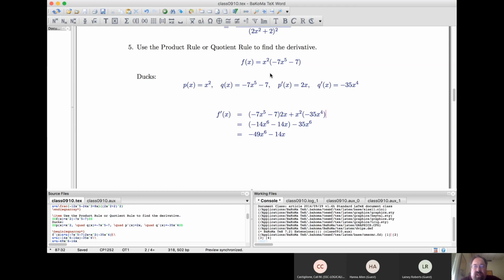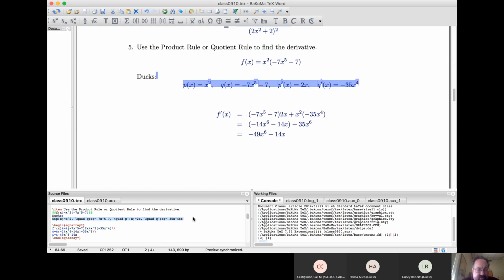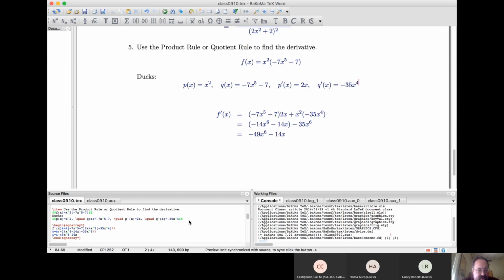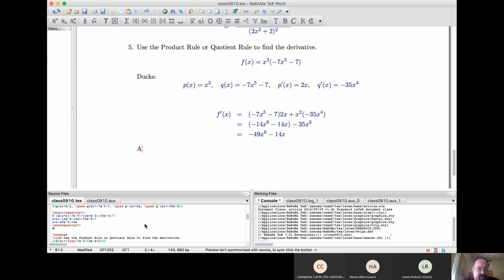Now, this is not the only way to do this problem. And I want to point it out here, after the solution.